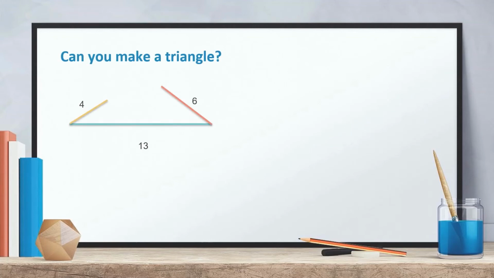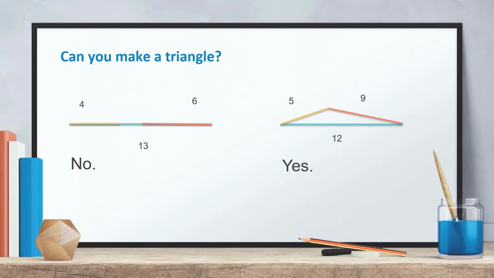For the next theorem, let us have this activity. Can you make a triangle with the given measurements? With the given measurements, we cannot make a triangle. How about these measurements? Yes, we have formed a triangle.